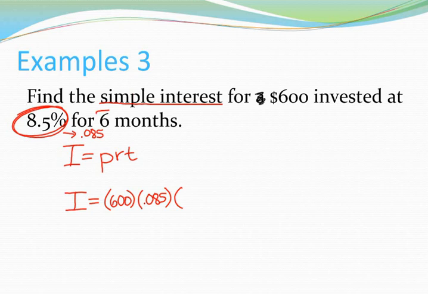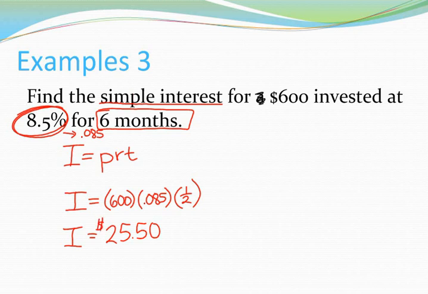Okay, we're dealing with months. We need to change it into years. You do that by putting it over 12. Now you could say 6/12 here, or you know that is half of the year, which also works. We could put 0.5. So 600 times 0.085 times 1/2 is going to give interest of 25.5, which is money, so we need to make it look like money. It said find the simple interest, and we did, $25.50.